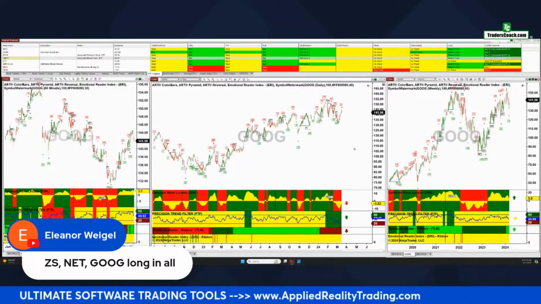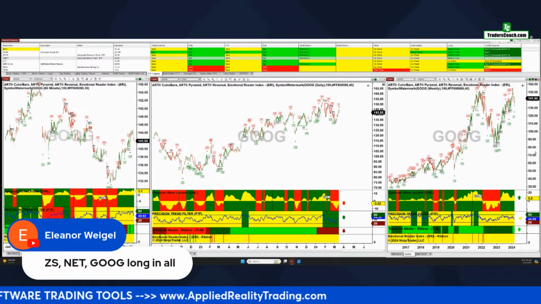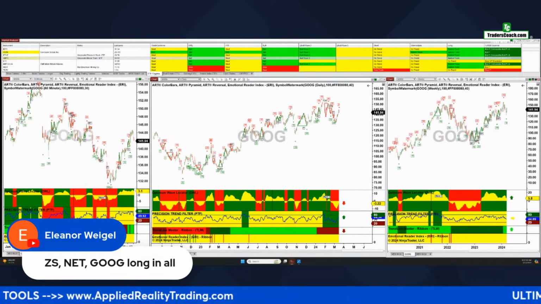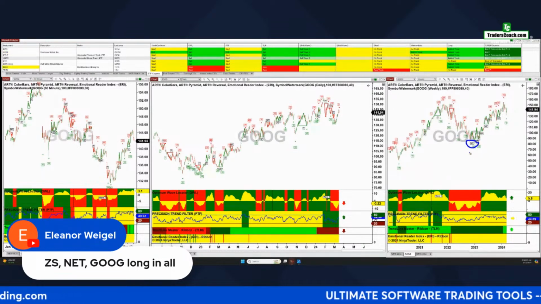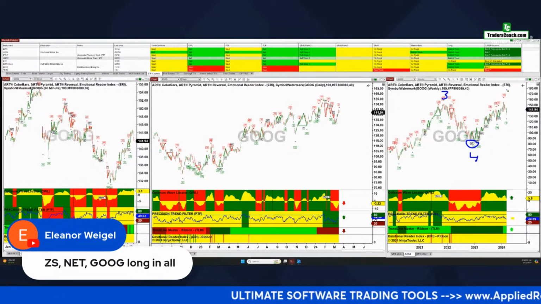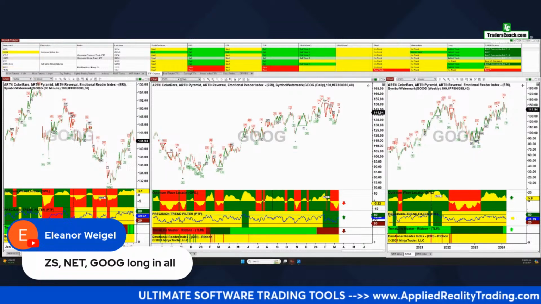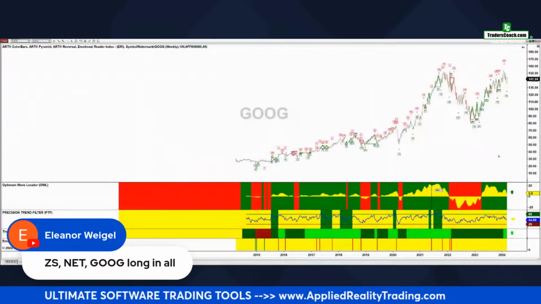All right, green PTF there is good. All right, so Google's a little different because we've had a nice run up off the bottom here. This was a wave 4 bottom. Okay, so that's a 3, 4, 5. Let me open up that chart and let's get a nice target on Google right now for you.